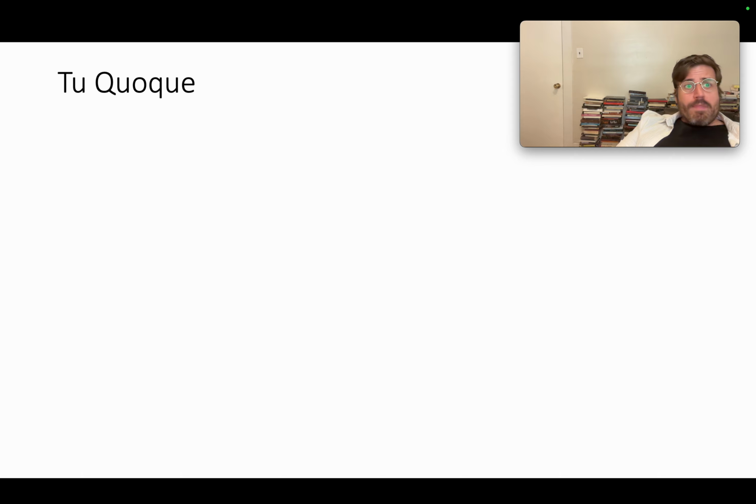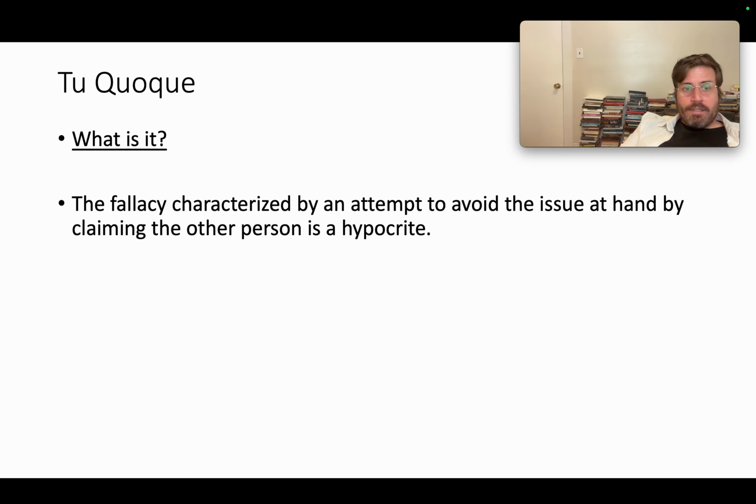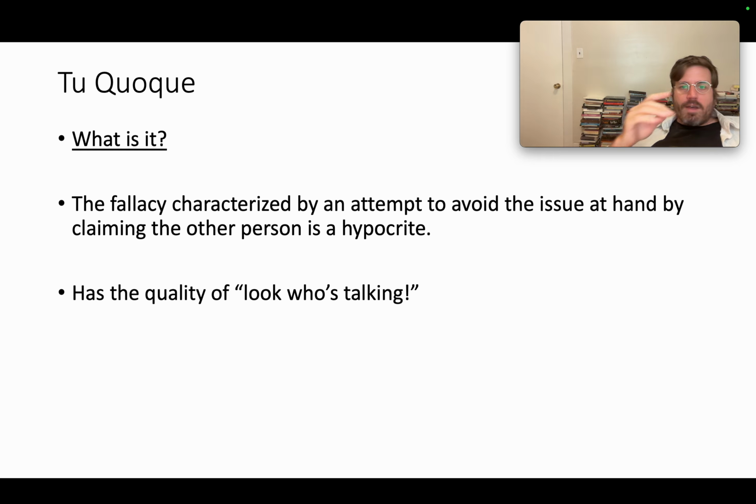Okay, so those are some varieties of ad hominem. We have also one that's very frequent called tu quoque. This is a Latinate expression. And the fallacy is characterized as an attempt to avoid the issue at hand by claiming that the person making the argument is a hypocrite. This sounds more complicated than it is. It really is just a look-who's-talking type of argument, right? It's really a way of deflecting the issue by putting it back on the person, usually who is making a negative claim about the other.